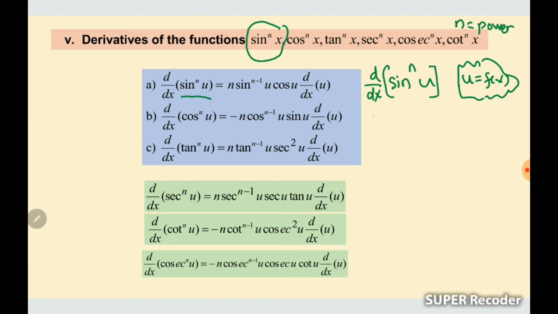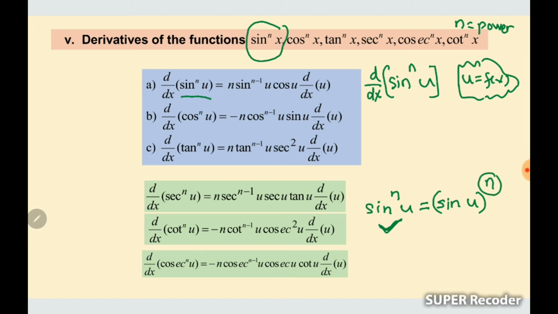So what is the answer? Actually, in trigonometry, when you write sine u to the power of n, it is actually equal to (sine u) with the whole thing to the power of n. But we always write in this form, we usually write in this form that I tick here. These two are equal, so we can use the general power rule here because n here is the power.